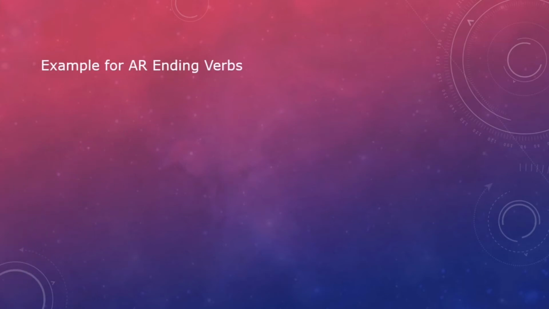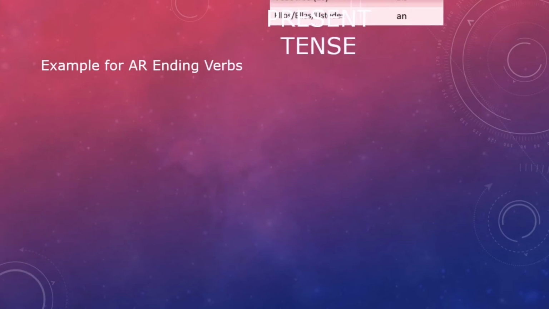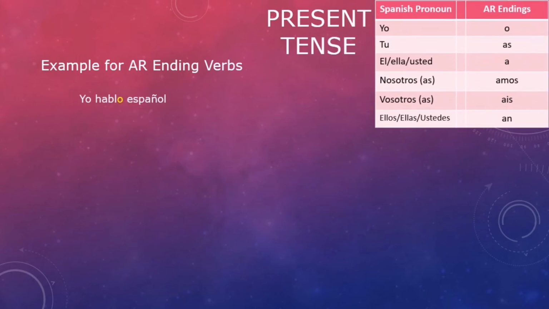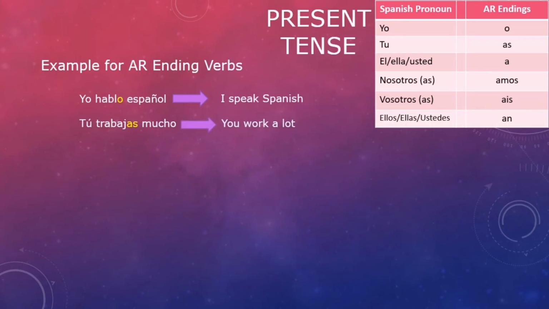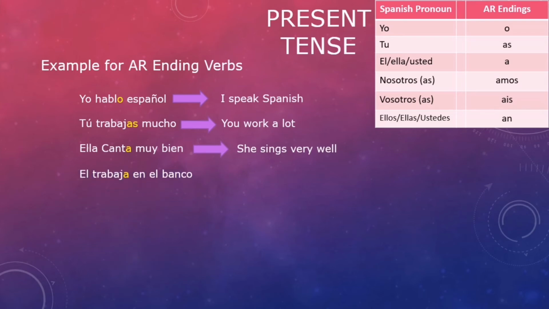For more examples of AR ending verbs in present tense, yo hablo español. I speak Spanish. Tú trabajas mucho. You work a lot. Ella canta muy bien. She sings very well. Él trabaja en el banco. He works in the bank.